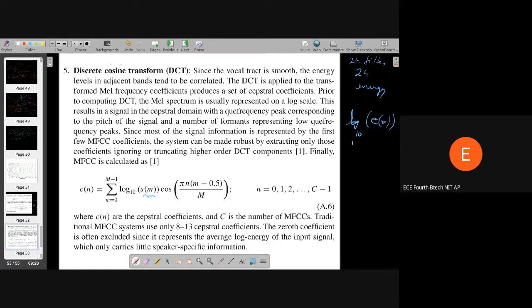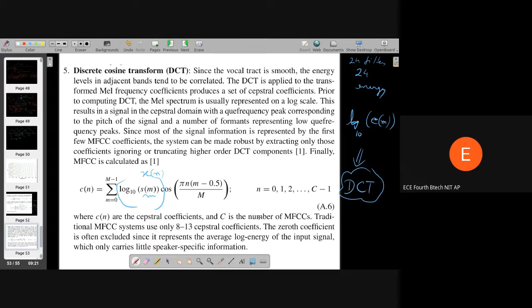So once you get these energies, then you do the discrete cosine transform. If this was some x of n, there are many types of discrete cosine transform. This is the most standard form. It is called DCT-2, if I'm correct. Anyhow, we take the discrete cosine transform. But why is it cepstral?